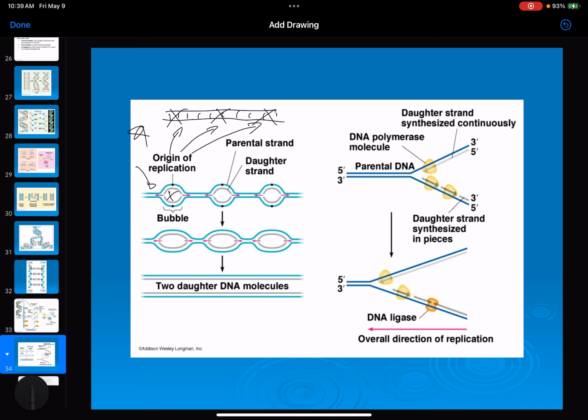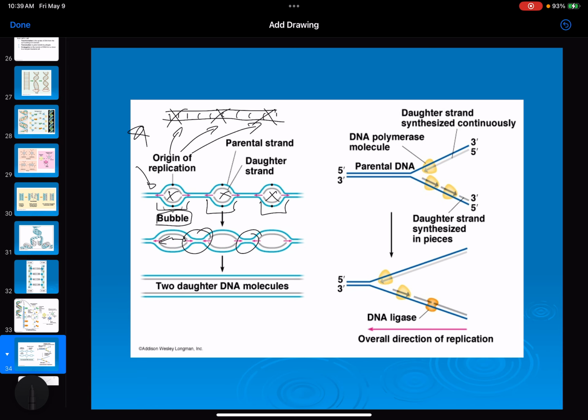So that's an origin of replication, that's an origin of replication, that's an origin of replication. And they start out by forming bubbles. That whole thing is a bubble. That's a bubble. That's a bubble. And notice that the bubbles are expanding outward and eventually converge with each other.